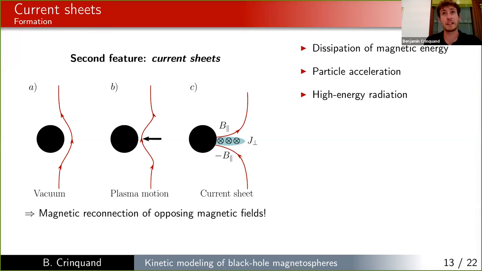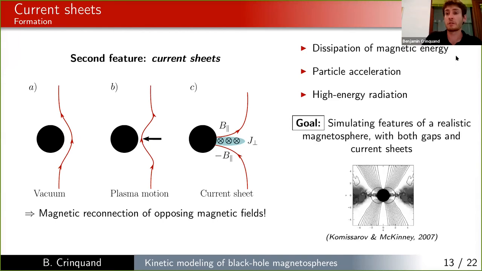So this will create a current sheet, which will be prone to a tearing instability, and there will be magnetic reconnection. And so through magnetic reconnection, we will have particle acceleration and high energy radiation. And so we want to include this in order to understand what black hole magnetospheres look like and what their radiative contributions are. So what we wanted to do next was to simulate magnetospheres with both gaps and current sheets.